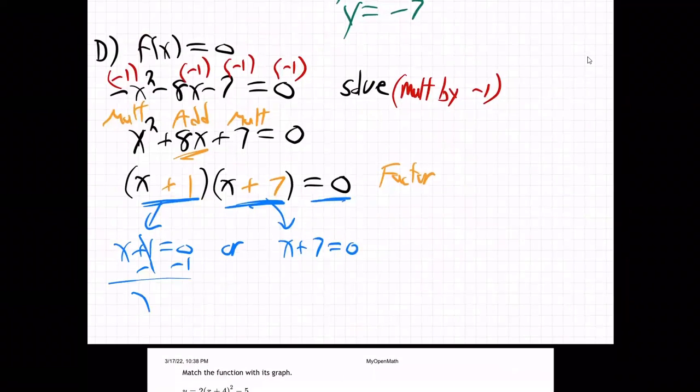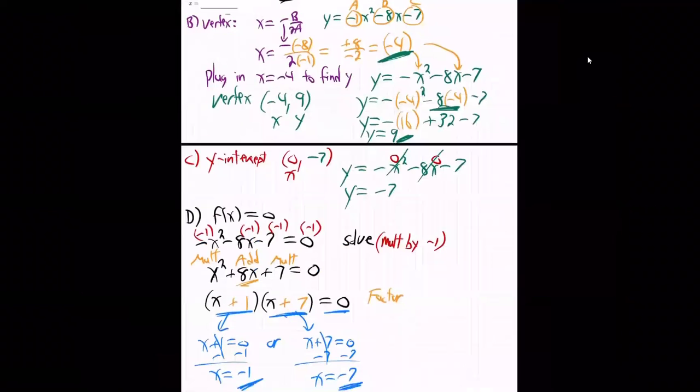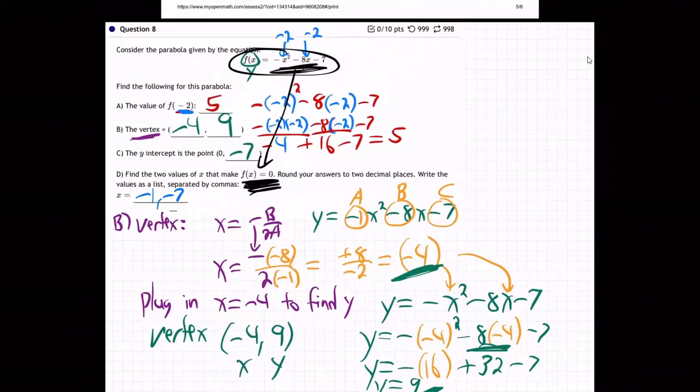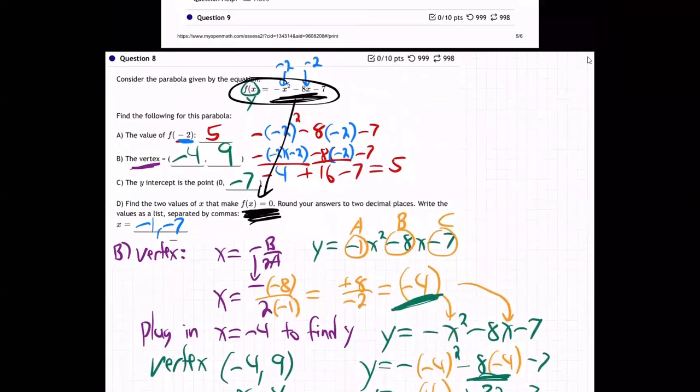Subtract 1 from both sides. X is negative 1. Subtract 7 from both sides. Negative 7. So negative 1, negative 7. Those are the two values. Negative 1, negative 7. You can put them in either order. They want them separated by a comma. So there we go.